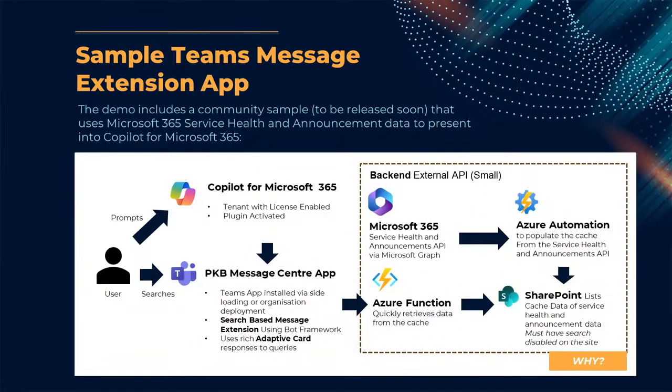Next, I want to provide an example for you on how you can apply this. So what I've done is I've built a community sample that's now released to demonstrate this in front of you now, and also for you to refer to later on how you can extend a Teams message extension into Copilot. So I've used a scenario here. It's a backend application which calls the Microsoft 365 Service Health Announcement APIs, so you can get all the information about the changes in your tenant or any service incidents.